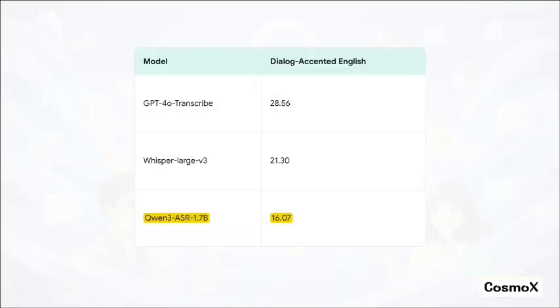First up, one of the toughest challenges out there, accented English. This table shows something called the word error rate. Just think of it like a golf score for transcription. The lower the number, the better you're doing. And would you look at that result? Qwen3-ASR is way more accurate than both OpenAI's Whisper and even their new GPT-4o. That's proof that it's just much better at handling the rich diversity of how people actually talk.